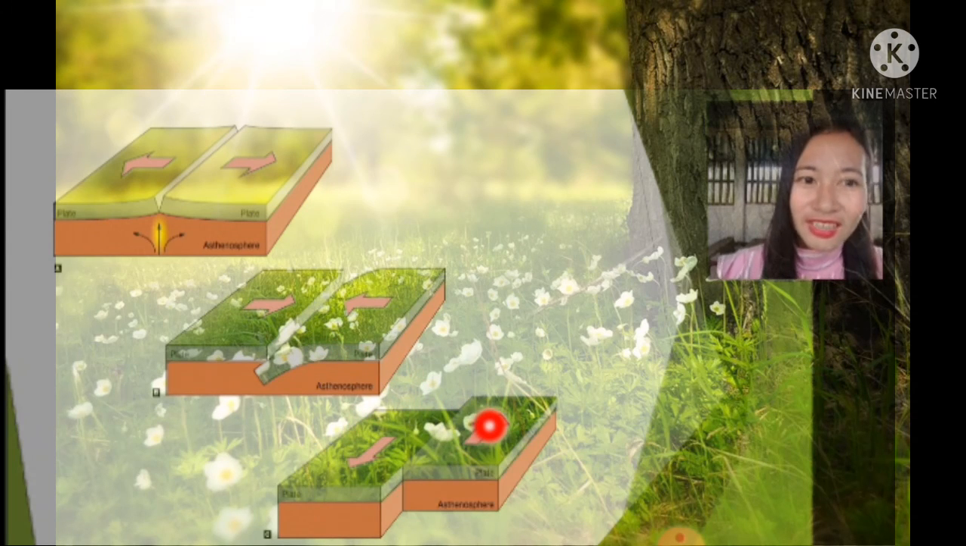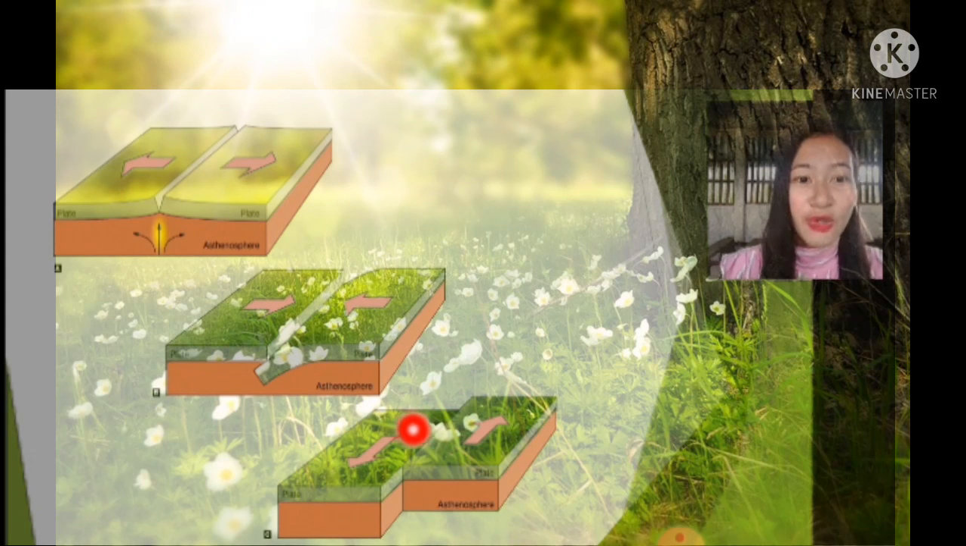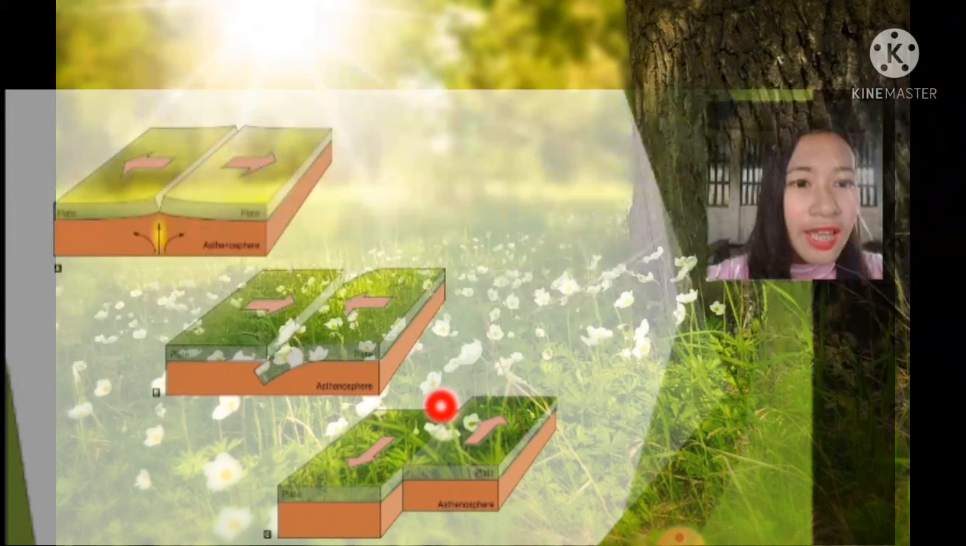And the last one is a transform fault boundary because the arrows are sliding past each other. Look, the first arrow is moving upward and the other is moving downward.